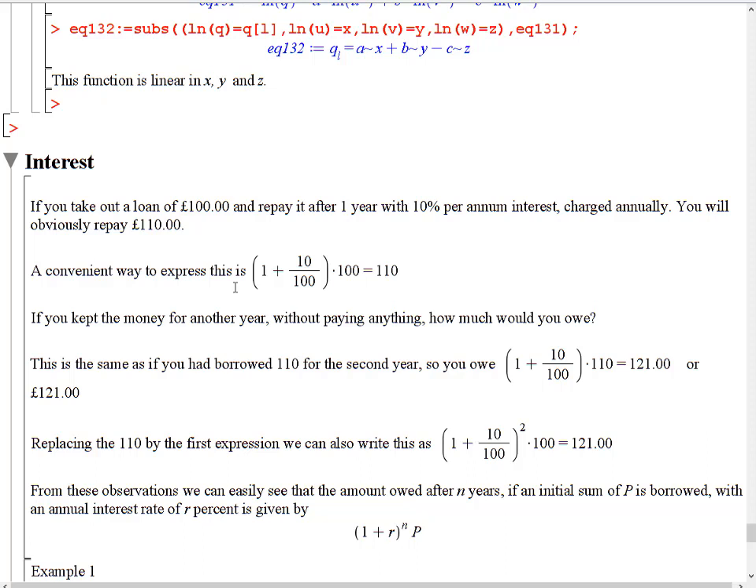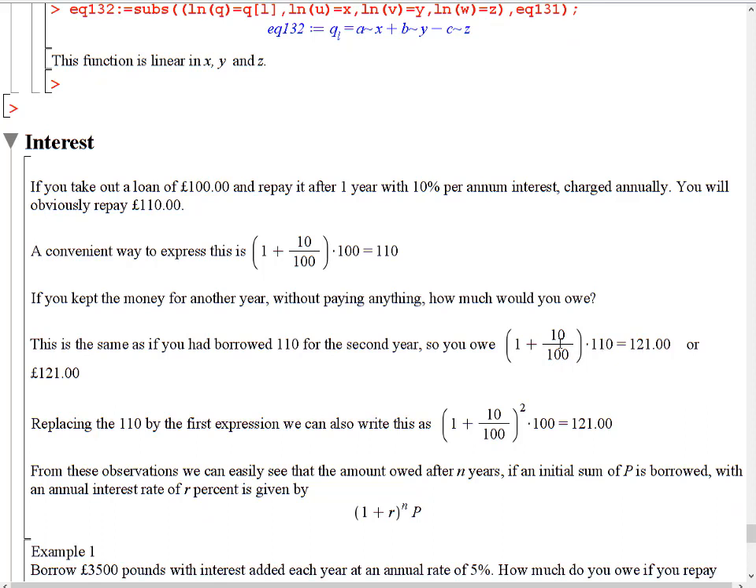Now let's say I do not pay it back after one more year, so if I keep the money for another year, then this amount will also increase by 10%. So I have to increase this by 10% by doing the same thing. So I then owe £121. I could write this instead as that squared, because I've multiplied by this twice.